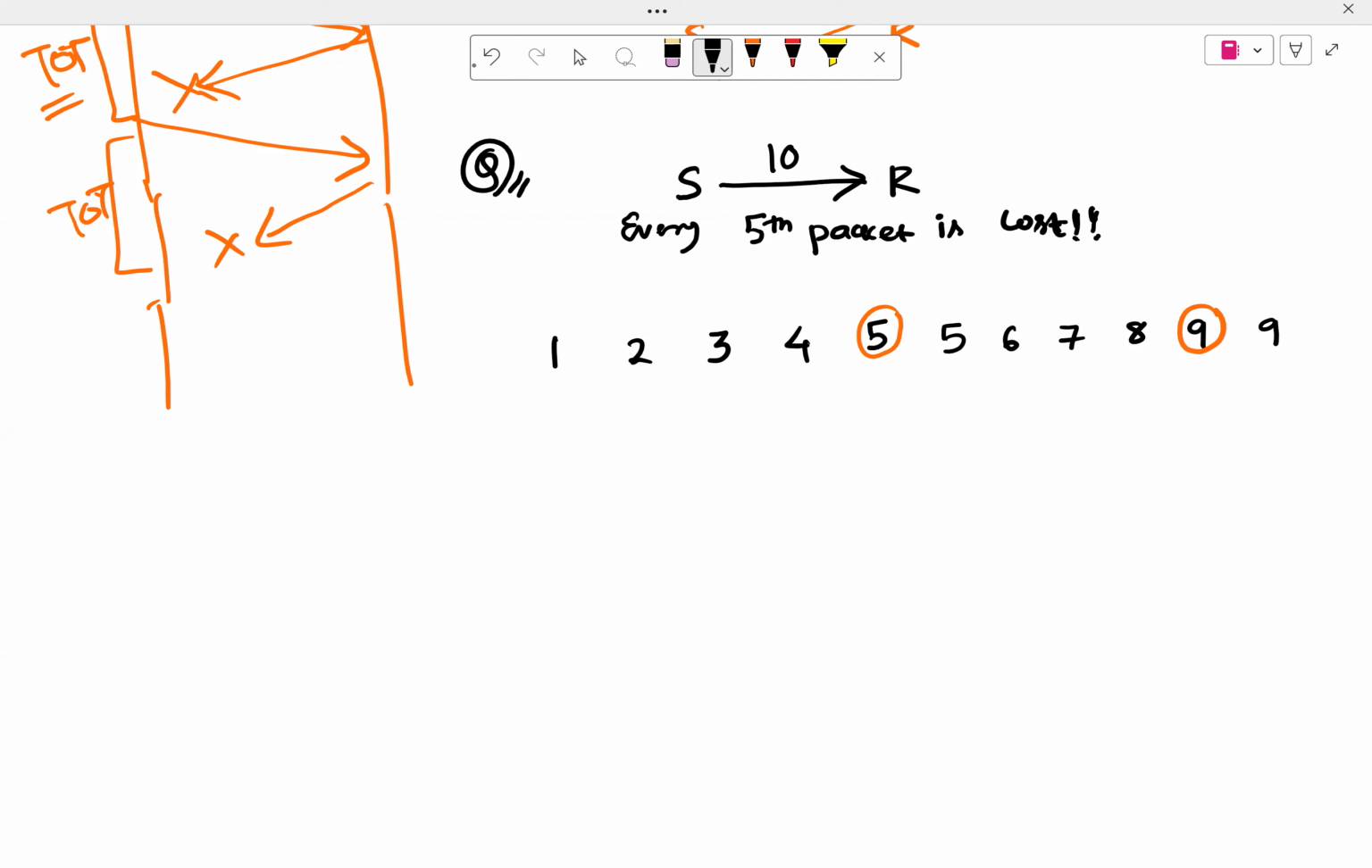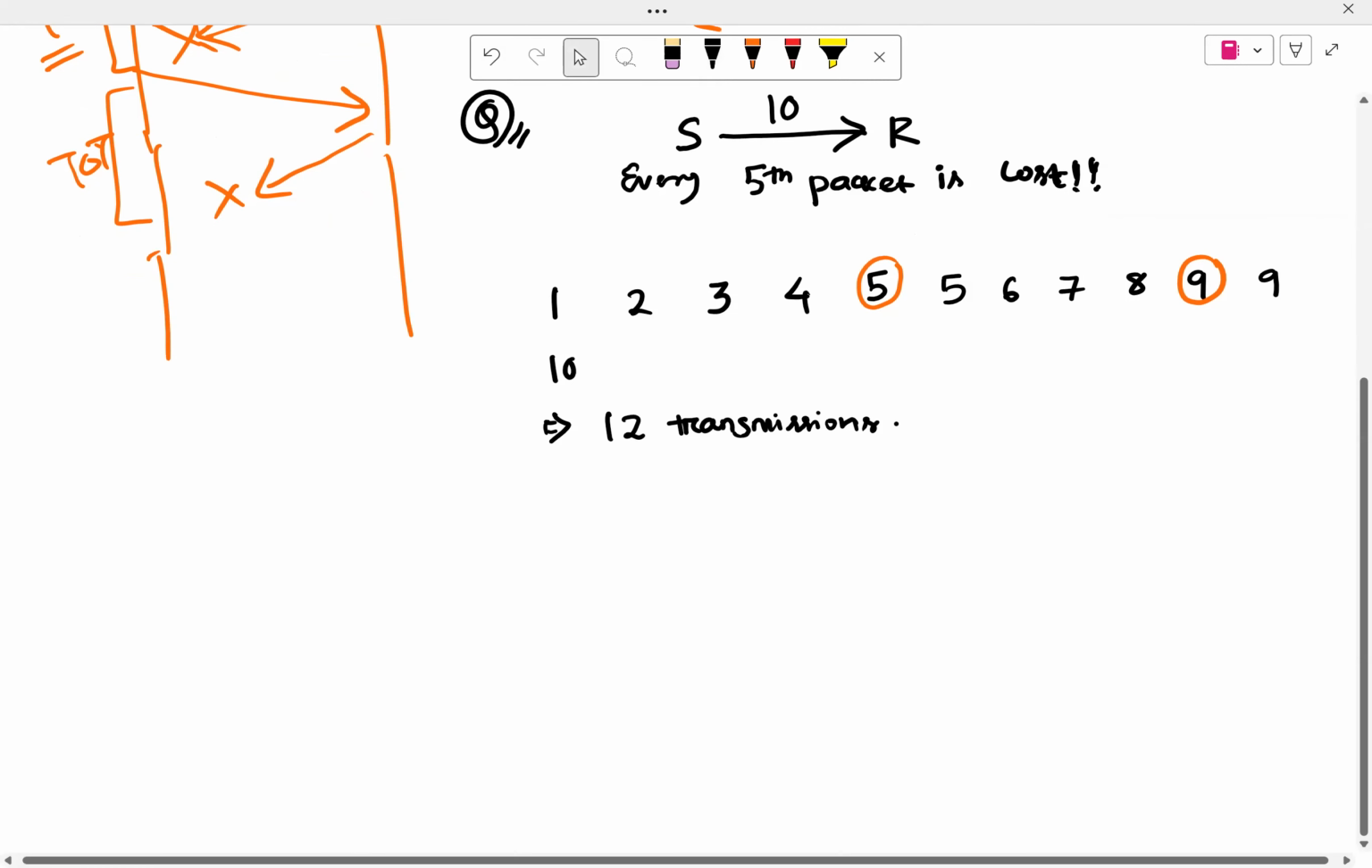Nine will be transmitted again. Then we will transmit 10. If you count, there is 1, 2, 3, 4, 5, 6, 7, 8, 9, 10, 11, 12. So total there will be 12. Total 12 transmissions are needed. Perfect. Someone replied 12.